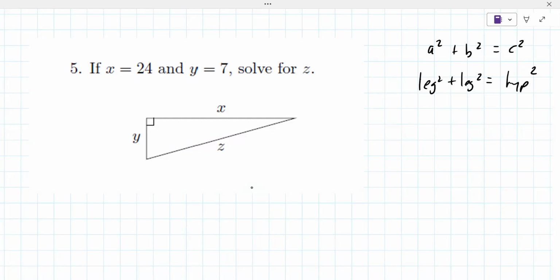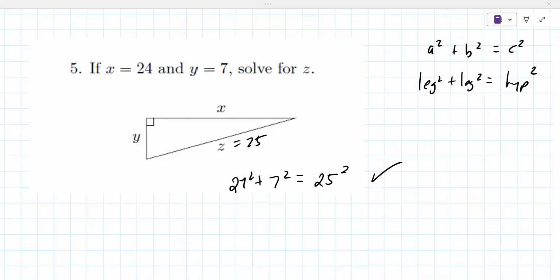Okay. 25. Yes, Z is 25. Very good. 24 squared plus 7 squared equals 25 squared. Good. All right. So the next style of problem that you will see is working backwards. And we'll start out with some easy examples for this.